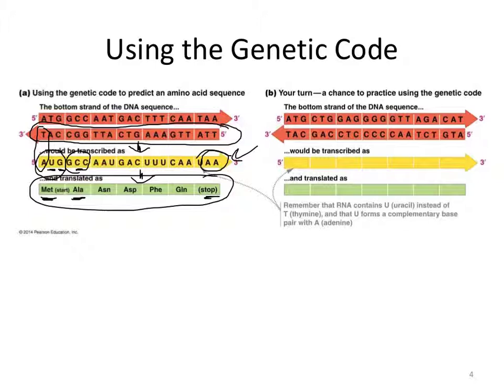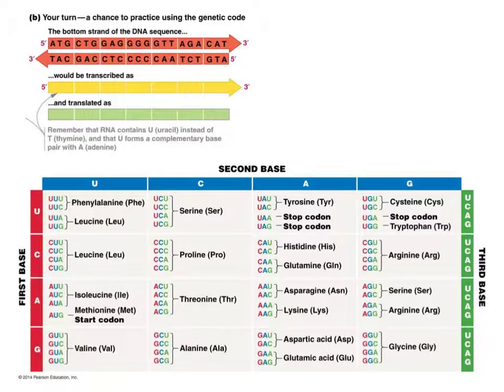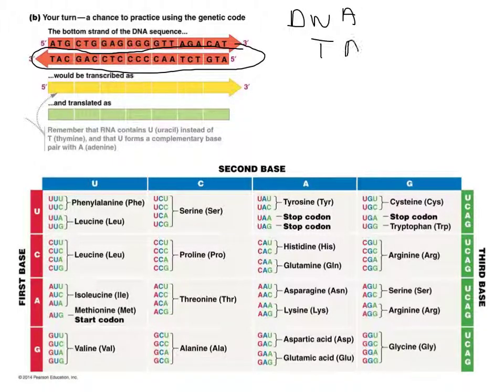Now I'd like you to take a stab at transcribing and translating this sequence of DNA as shown here. Let's think about how you would do that. Alright, so let's focus on the top left. We're going to transcribe this sequence. I'm not going to do the whole thing, I'm just going to do the first one or two codons. So here is our sequence of DNA. It is T, A, C.